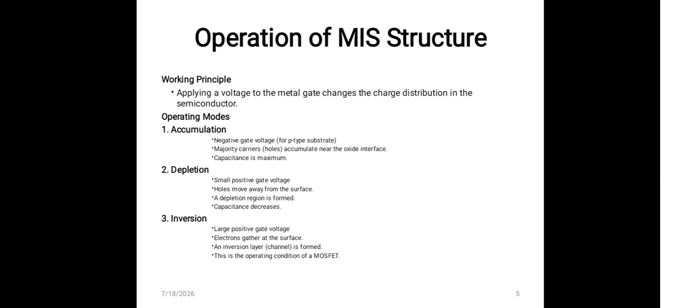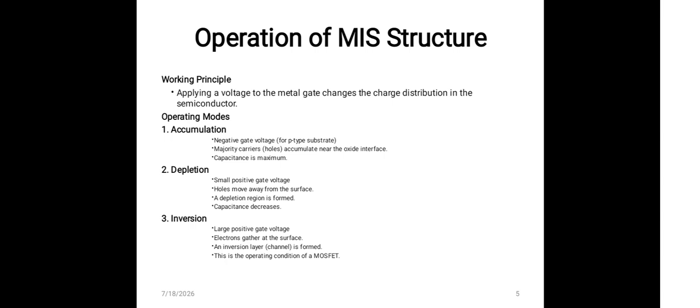The second mode is the depletion mode. It depends upon the gate voltage being positive. When a small amount of positive voltage is applied, holes move away from the surface. What initially got accumulated starts moving away from the gate surface, and a depletion region forms, and as a result capacitance will be decreasing. This is the inverse of the accumulation mode.